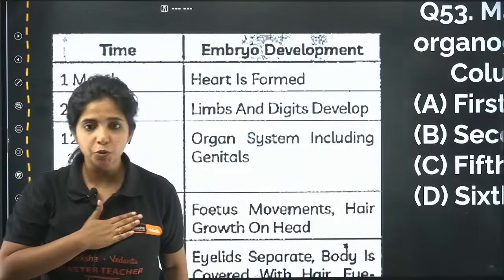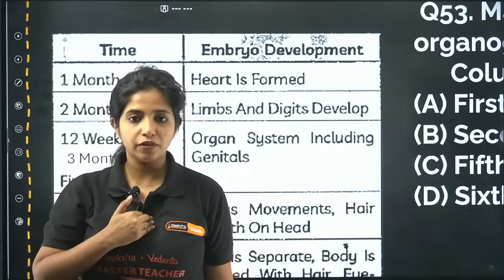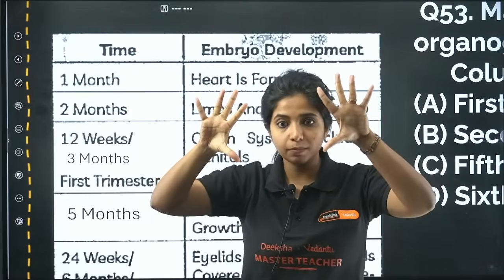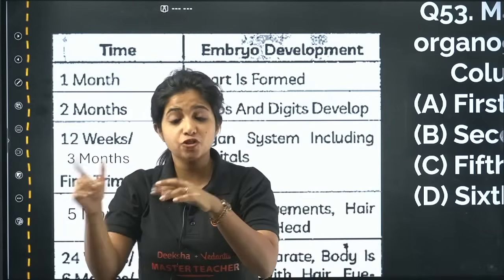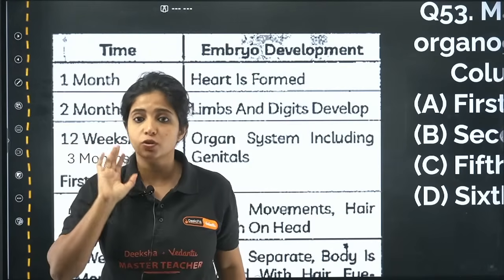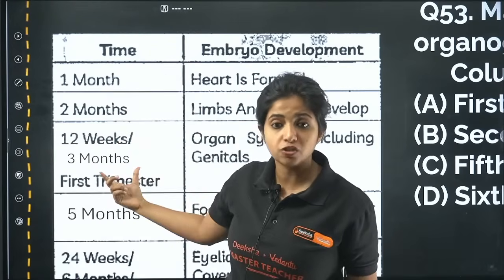First month, the heart is going to be formed. Whenever someone dies, the first thing that you check is the heartbeat. Similarly, first month, heart. Second month, limbs and digits. Third month, first trimester, what is going to happen? Most of your organ systems are going to be formed. External genital organs are also going to be formed. Third month is known as the first trimester as well.